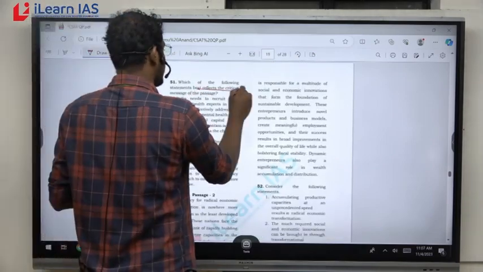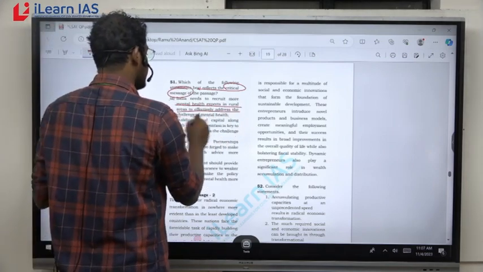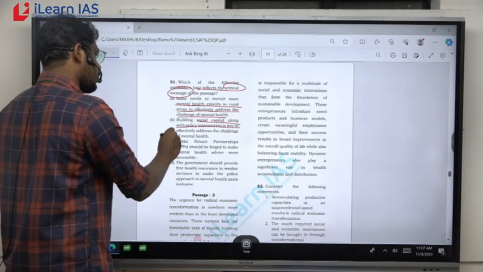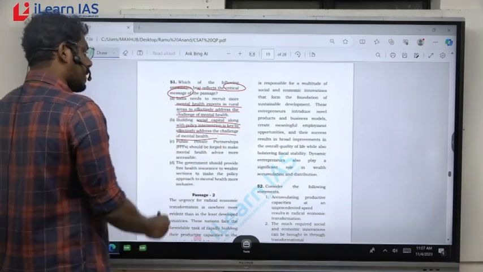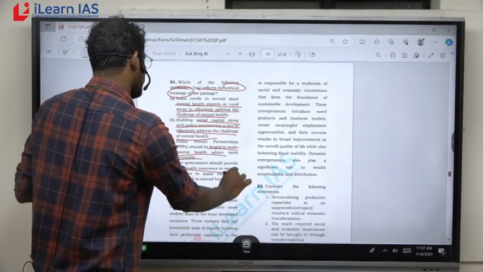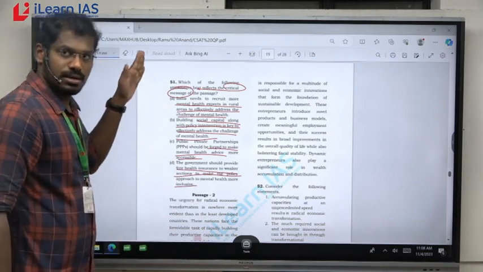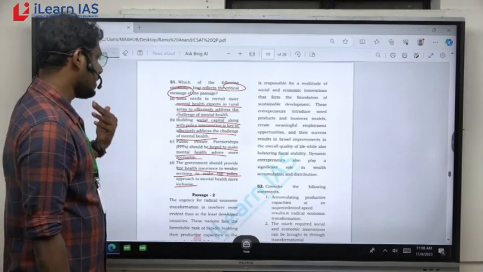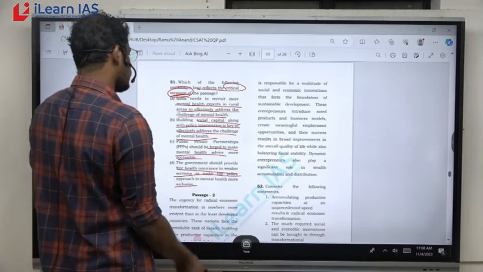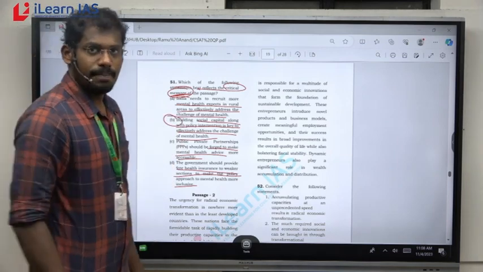Which of the following statement best reflects a critical message of the passage? India needs to recruit more mental health experts in rural areas to effectively address the challenge of mental health. Building social capital along with the policy intervention is key to effectively address the challenge of mental health. Public-private partnership should be forwarded to make mental health advice more accessible. The government should provide free health insurance to weaker sections to make the policy approach to mental health more inclusive. So even if you read the bare reading of the 4 options, we can say that the most critical message can be option B. That sounds pretty practical and logical.